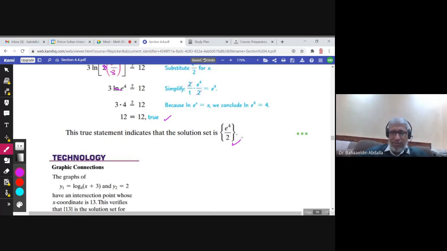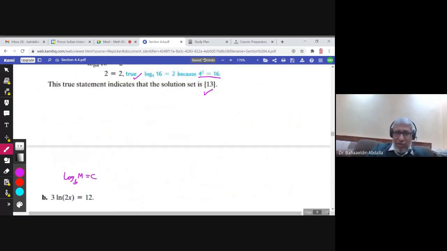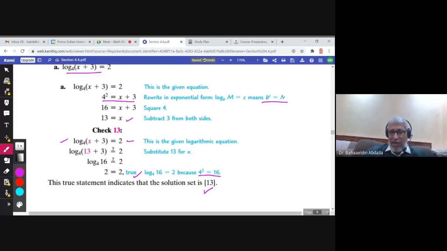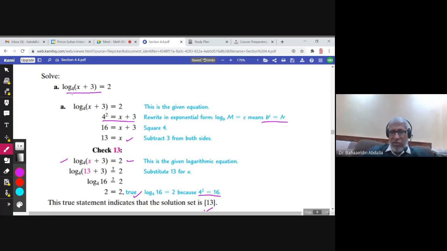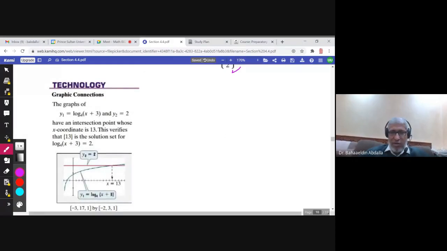That's the solution set. Well, for the first equation here, to check that the answer is 13 graphically, you have two functions here. The first one, log base 4 of x plus 3. This is the first one, log base 4 of x plus 3. And the second one, y equals 2. The solution of this equation would be the point of intersection between the two graphs.